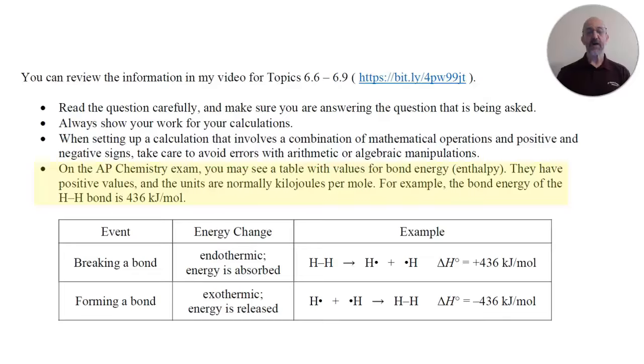For example, the bond energy of the hydrogen-hydrogen bond is 436 kilojoules per mole. And that would be the energy absorbed if you break that bond, with a delta H of positive 436 kilojoules per mole. But that would also be the amount of energy released if that bond is formed. So the delta H would be negative 436 kilojoules per mole if that bond is formed.